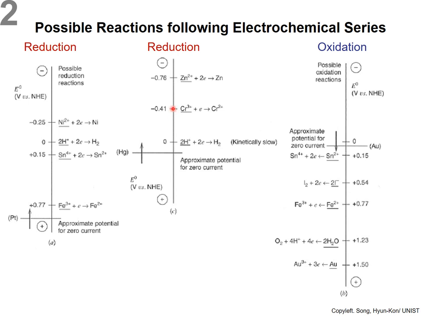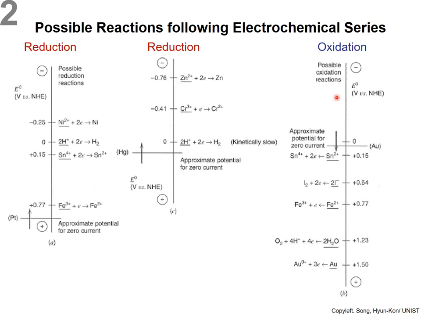Next one is chromium 3+ going to chromium 2+ at minus 0.4 volt. You can find some current which is responsible for this reduction. And the next one is zinc deposition on the mercury electrode at minus 0.76 volt.